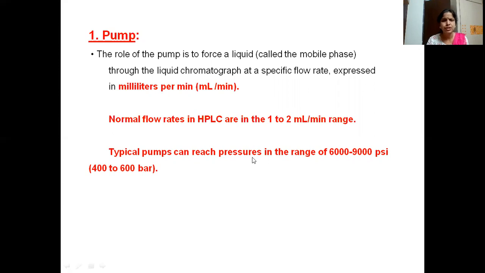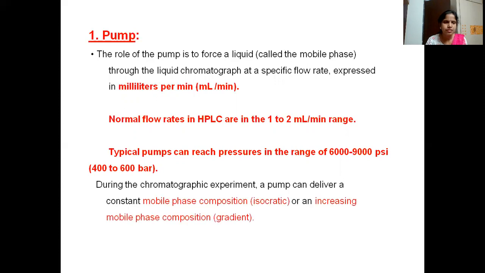And the pump pressure that we can apply is from 6,000 to 9,000 psi or 400 to 600 bars. So this pump is helping in the passage of the mobile phase into the column. Here we have two methods. Either you can use the same mobile phase composition, that is, the composition of the mobile phase can be kept constant, which is known as isocratic, or else you can change the composition of the mobile phase, which is known as the gradient method. So what is the difference between these two, we'll see.